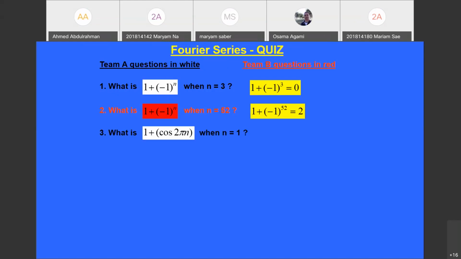What is 1 plus cosine 2nπ when n equals 1? 1.99, which is 2. Yes, because cosine 2π is exactly like cosine 0, which is 1. 1 plus 1 equals 2. Excellent. Yes. Let's go for the female, please.